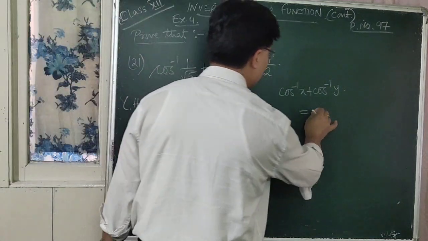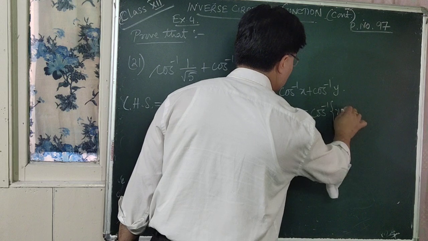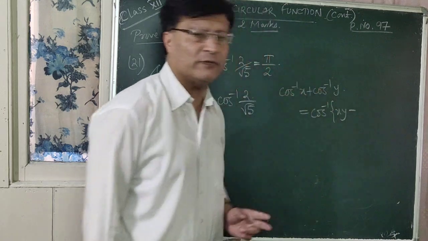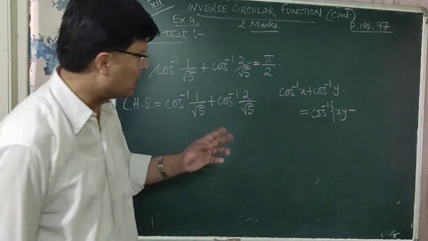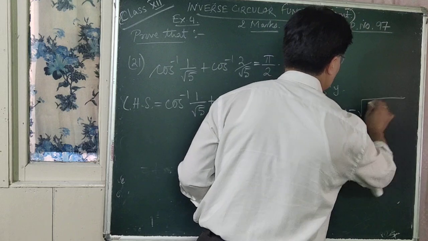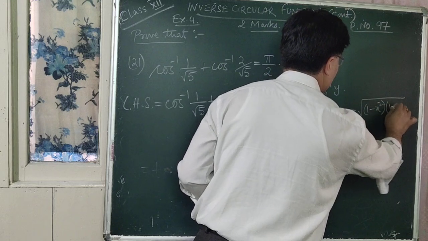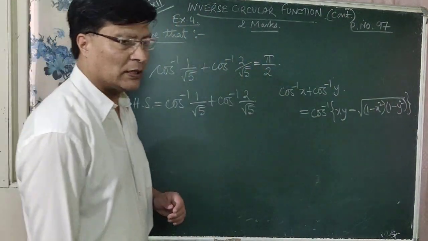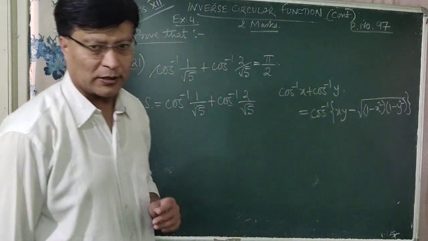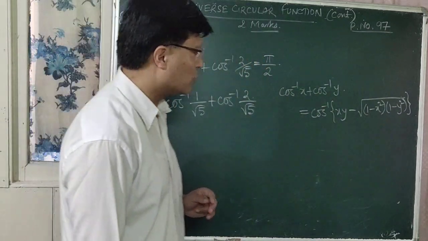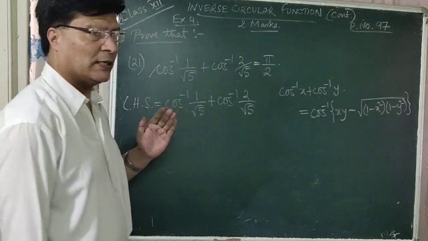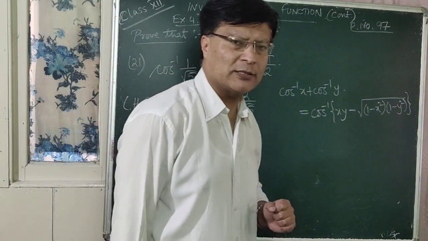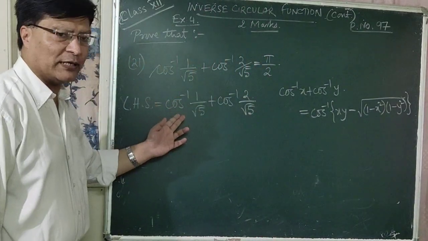Its formula is cos inverse xy minus, if it is plus there should be minus if both are cos inverse x and cos inverse y. So minus root under 1 minus x square into 1 minus y square. Okay, you should remember this too. Cos inverse x plus cos inverse y is equal to cos inverse within second bracket xy minus root under 1 minus x square into 1 minus y square. Second bracket is closed.